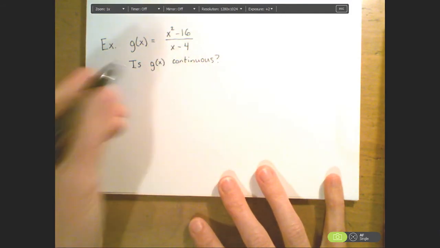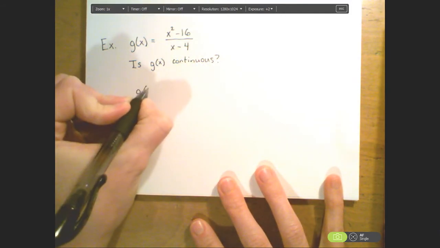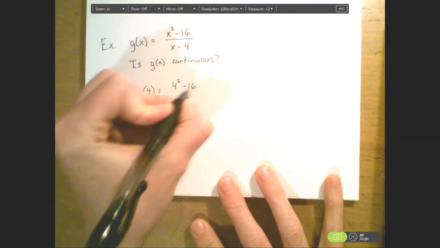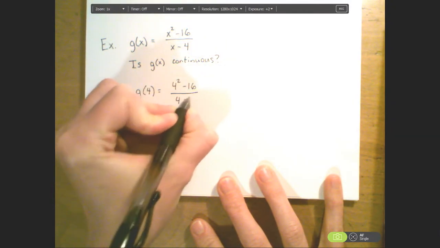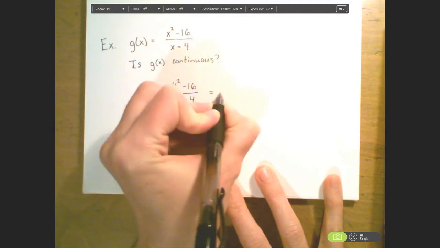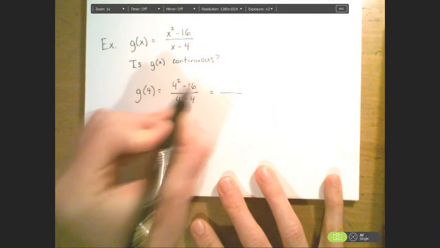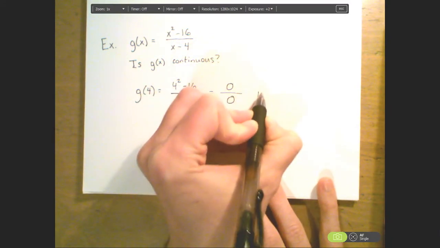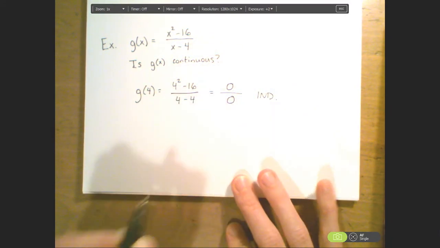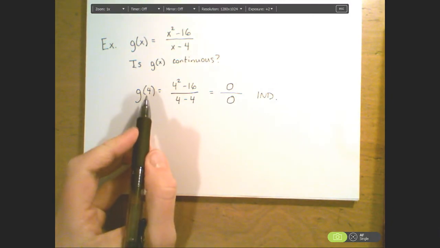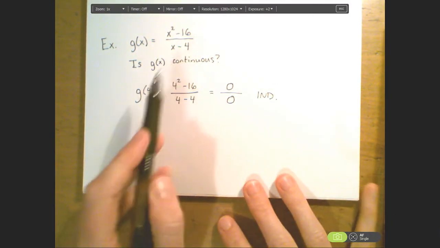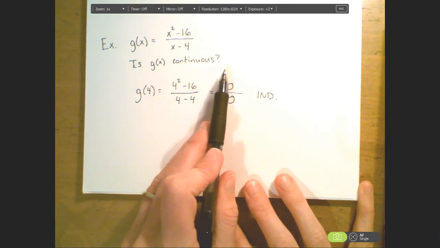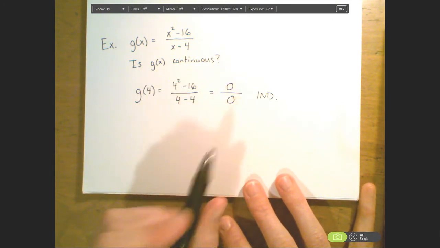We know that because if I look at g of 4, I get 4 squared minus 16 on top, and I get 4 minus 4 in the denominator. So that means that the numerator is 16 minus 16, which is 0, and the denominator is also 0, which is an indeterminate form. So we know that when x equals 4, our function is undefined. And if our function is undefined, that means that it can't be continuous, and we're done. We're going to do one step more, though.